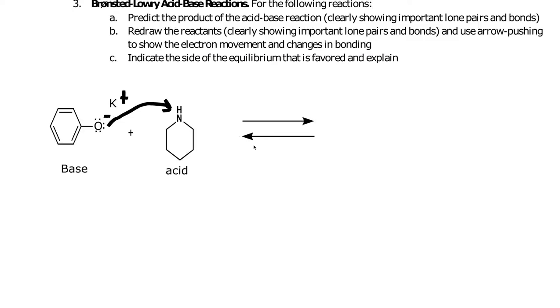Let me do this so we can see it a lot clearer. So we have a nitrogen and we have a hydrogen, which we will be taking and making our bond with our oxygen. But there is a bond right here, so we also have to indicate that we are breaking that bond and placing those lone pairs onto that nitrogen.